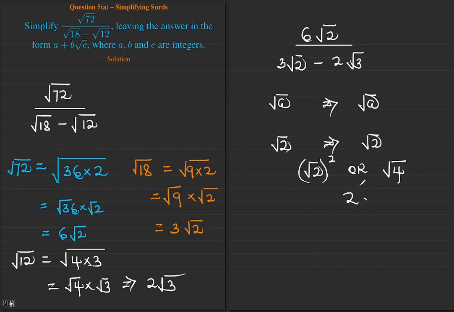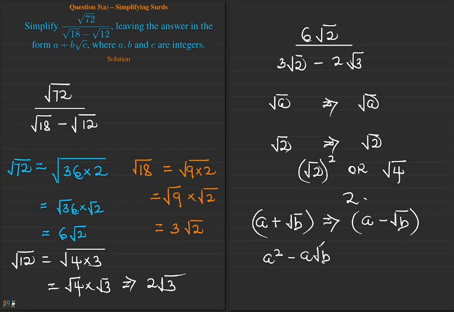So this is for monomials, but for binomial set expressions, such as, let's say, a plus or minus root b, their conjugate is simply changing the sign. So if it is plus, you change it to minus. Hence, this conjugate is a minus root of b. So that if we want to multiply them by each other, let's see what is going to happen. a times a gives us an a squared. Then a times negative root b gives us a root b.